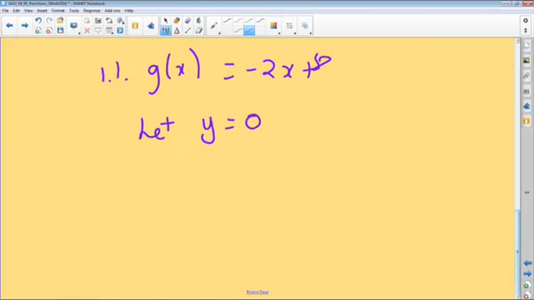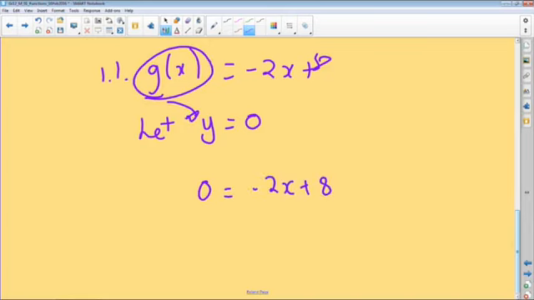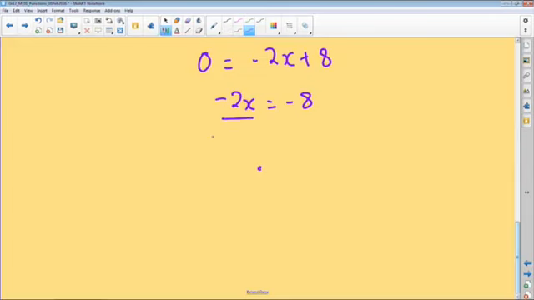And remember that g of x is just a fancy way to name the graph. So that's the same as y. g of x and y are the same thing. So therefore, I can say 0 is equal to minus 2x plus 8. I'm solving for x. So what do I do? Take the 8 over to the other side. So I get minus 2x is equal to minus 8. And now I need the x by itself, so I divide both sides by minus 2. So minus 2 divided by minus 2 just leaves me with x. Minus 8 divided by minus 2 is positive 4.